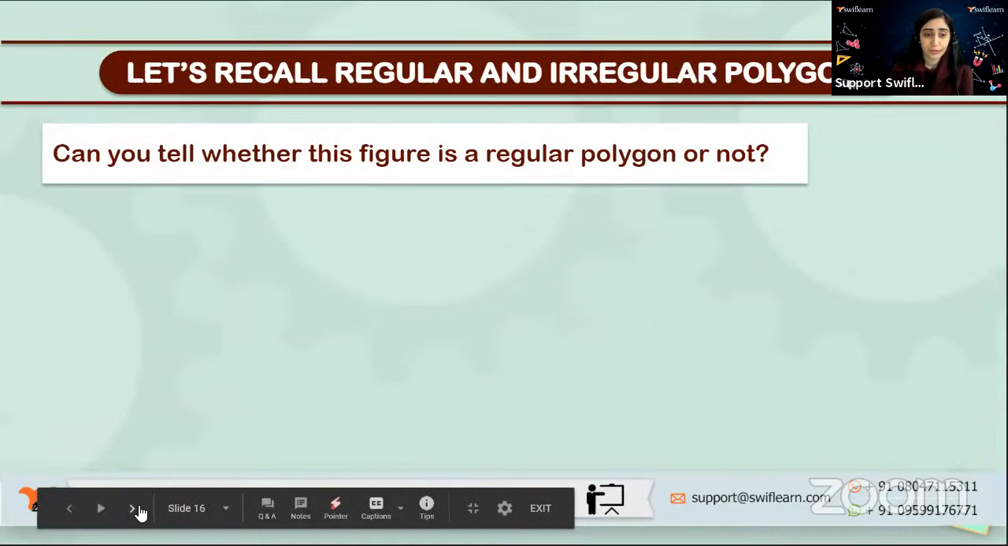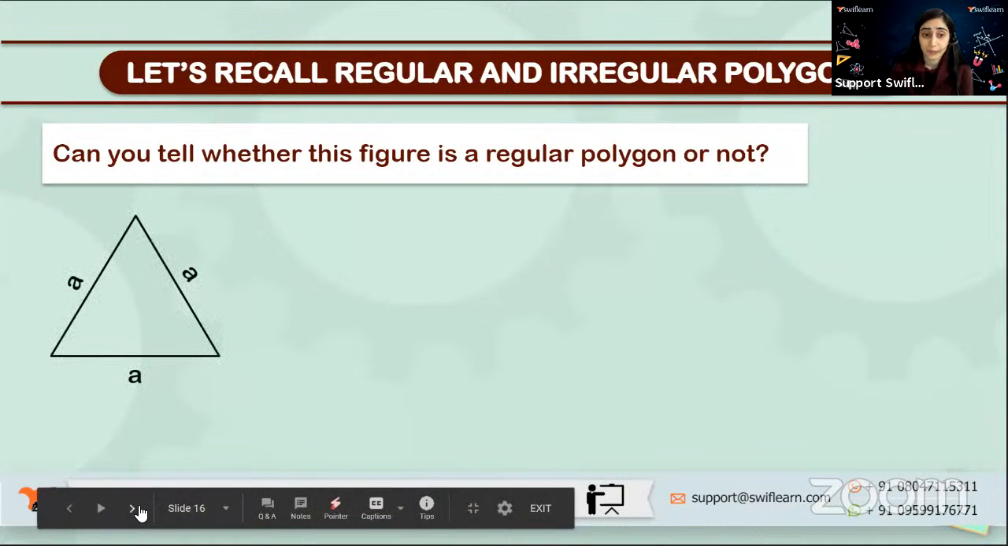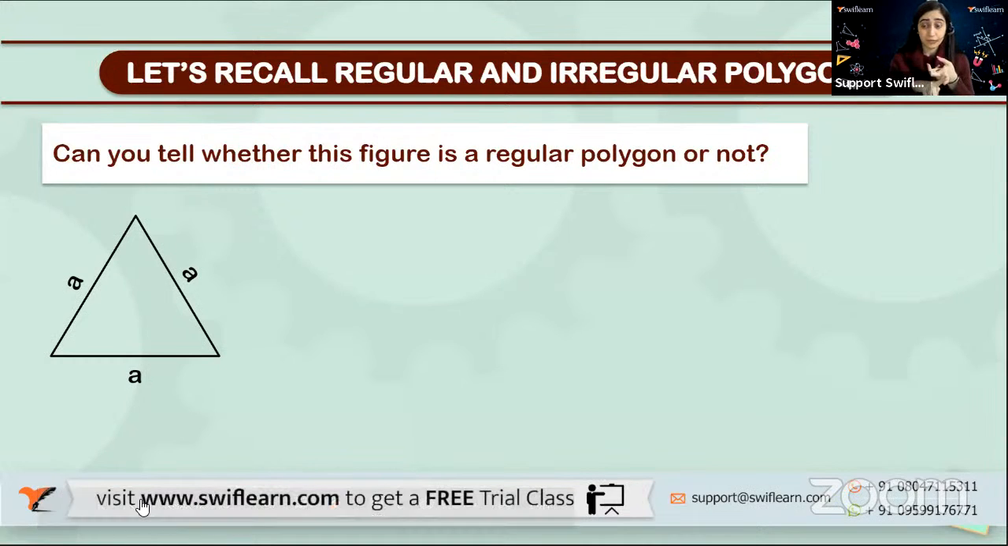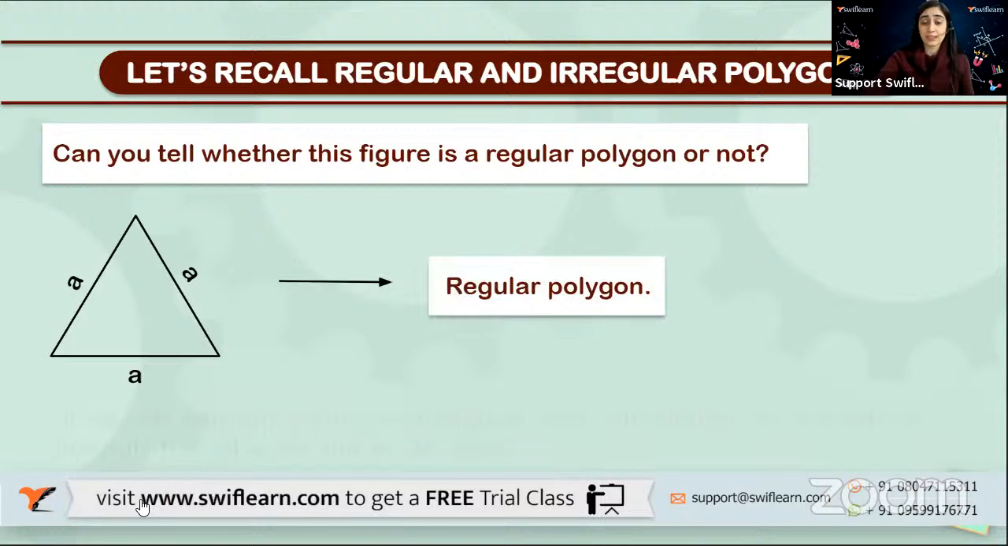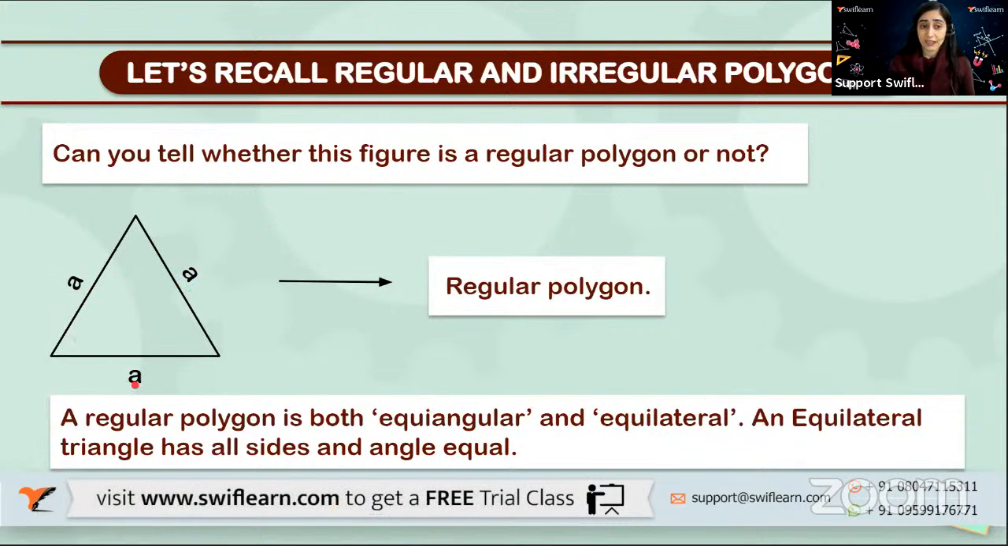Moving on to the next one. Can you tell me which figure is a regular or not a regular polygon? Do you remember what concept we have learned? A figure is called regular when the sides are all equal and the angles are also all equal. So it's equiangular and equilateral. We can see that all the sides are equal and all the angles are equal. So yes, it is a regular polygon.